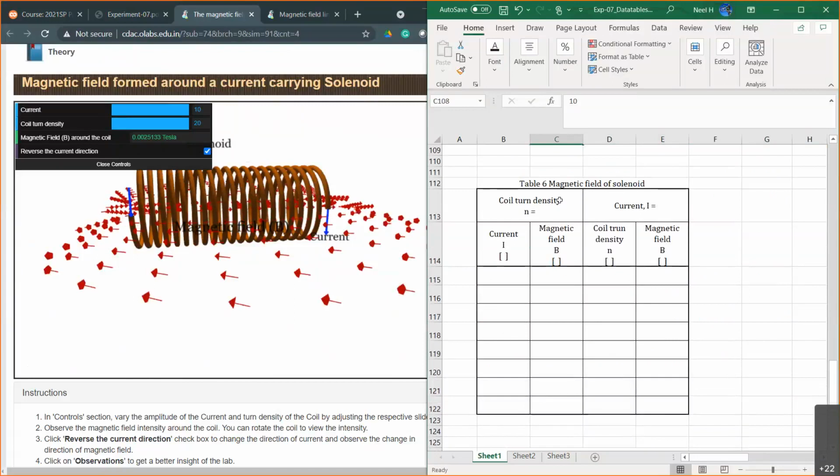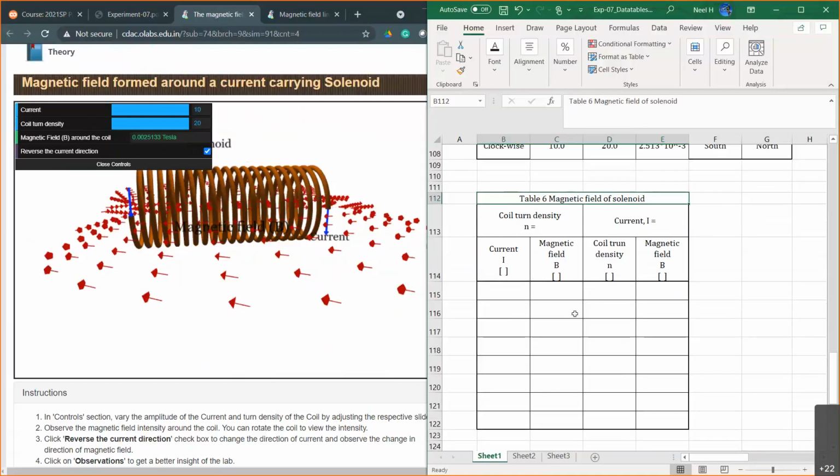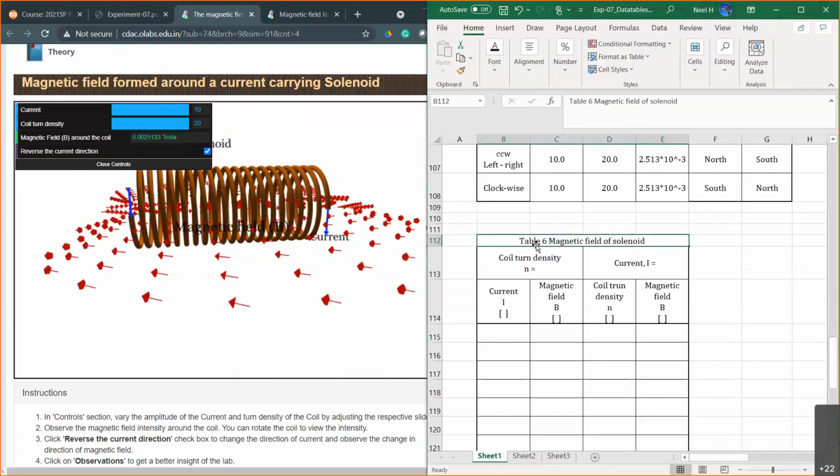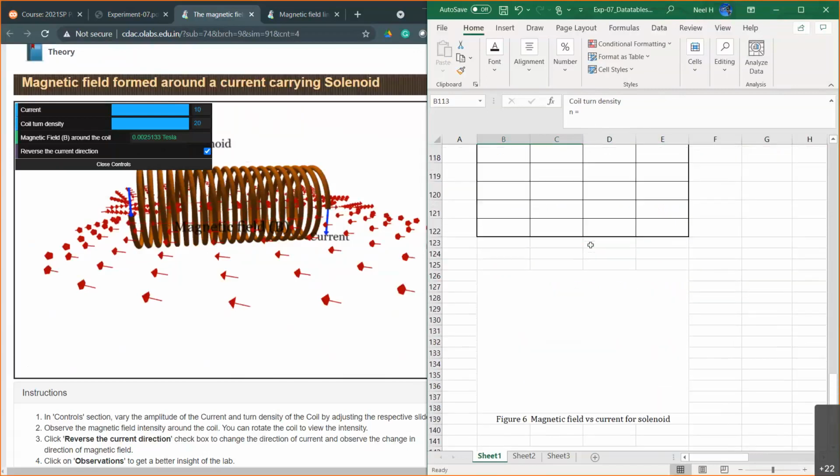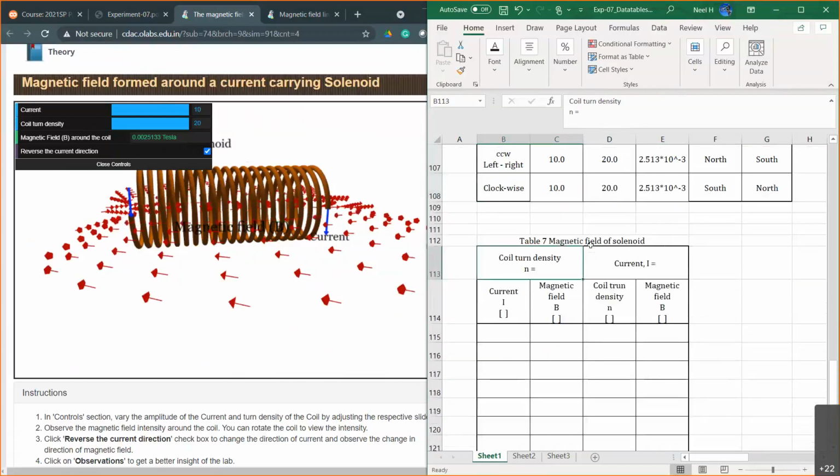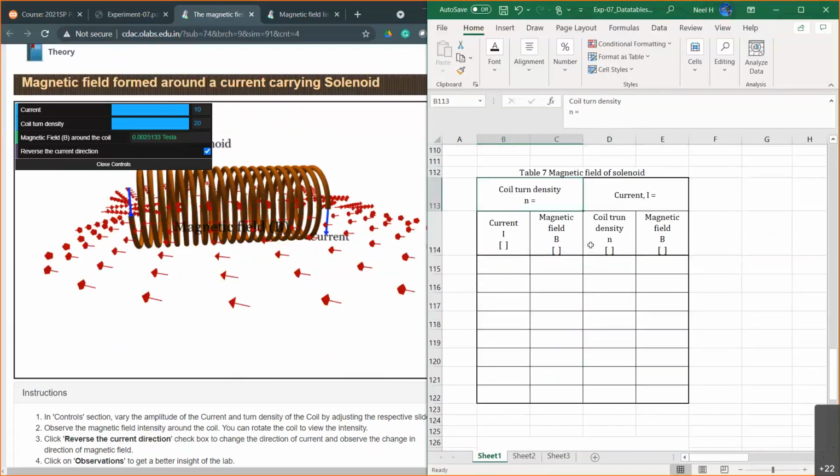Okay, so for this one, what we're interested in is to check two things. First, we'll keep the coil density constant. Let's take a look at how the magnetic field changes as a function of current. This should be table 7. Exactly correct. Yeah, please correct that actually. The last table should be table number 7. It should not be 6. Yeah, good point. Then let's keep the coil density 20.